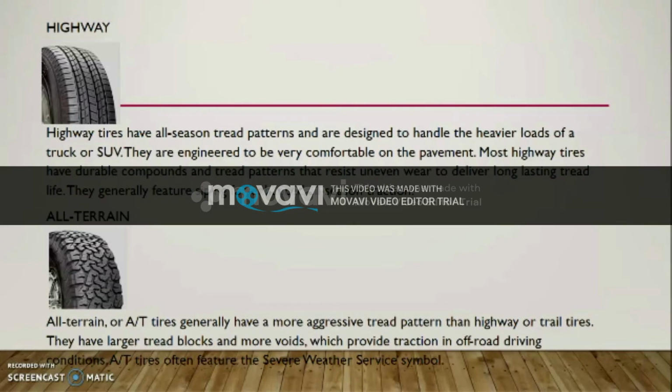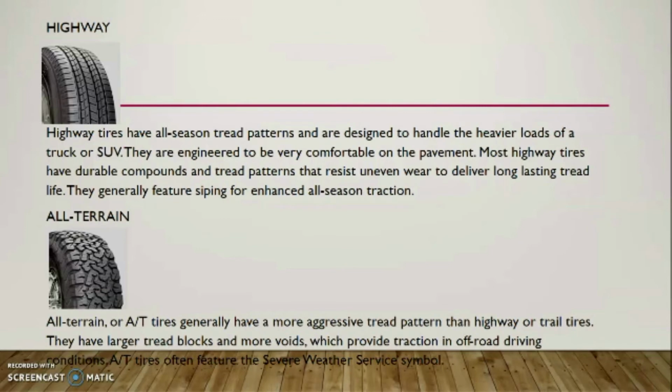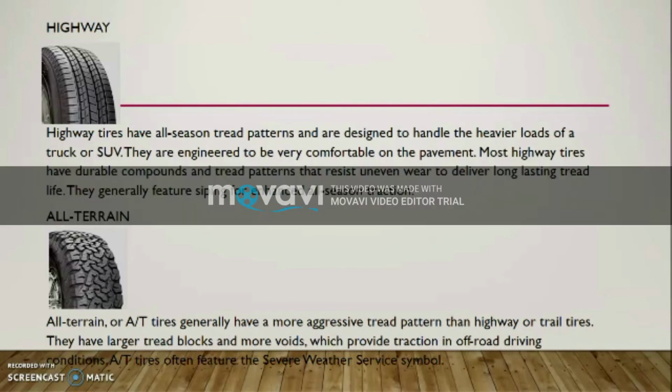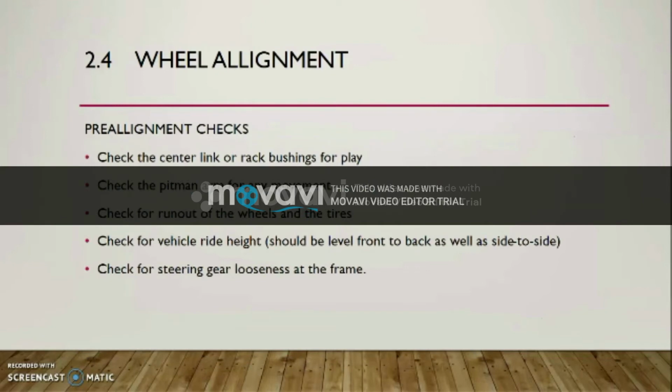Next up is the all-terrain tire. All-terrain tires generally have a more aggressive tread pattern than highway or trail tires. They have larger tread blocks and more voids, which provide traction in off-road driving conditions. All-terrain tires often feature the severe weather service symbol.